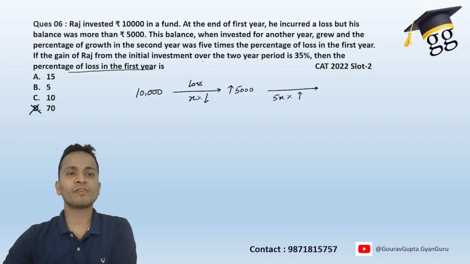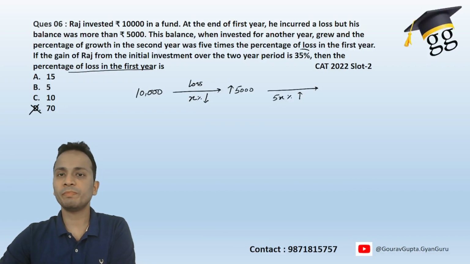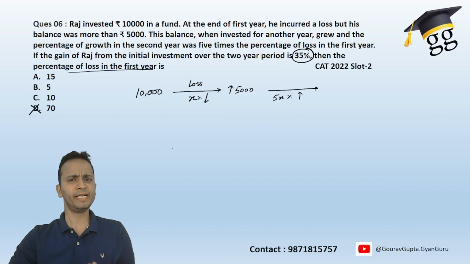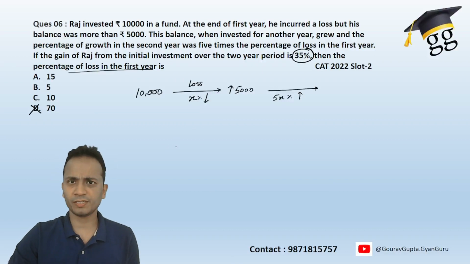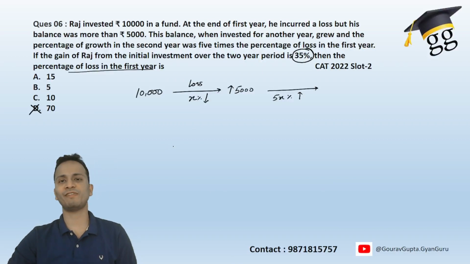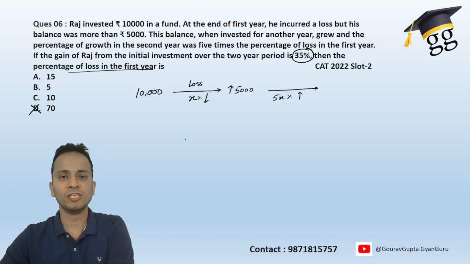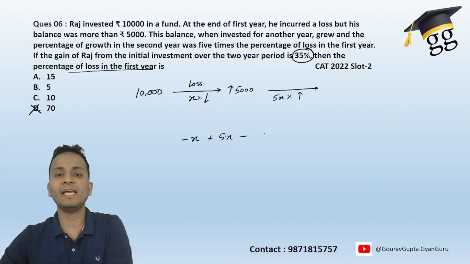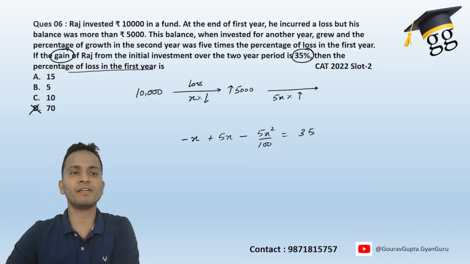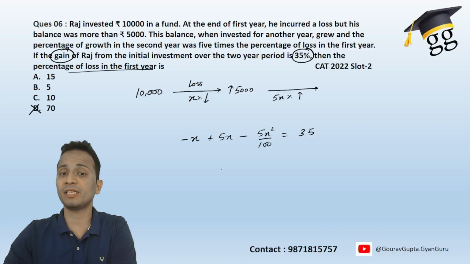If the gain of Raj from the initial investment over the 2-year period is 35%, so net percentage, there is a profit of 35%, you will have to find out the value of X. So apply karo successive and get your answer. So minus X, careful, huh? So first is loss, minus X plus 5X minus 5X square upon 100 is equal to 35%. Since there is a gain of 35%, on the right hand side, I'll get plus 35.